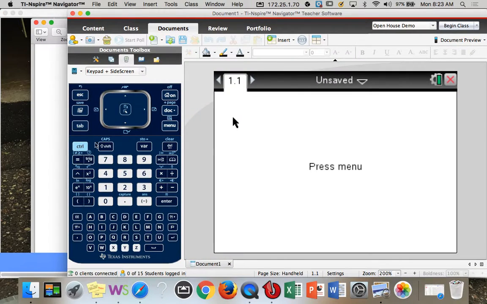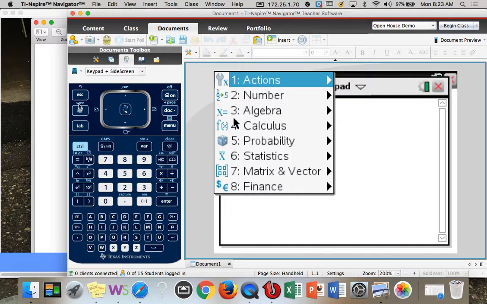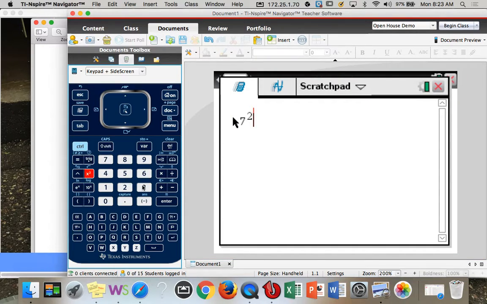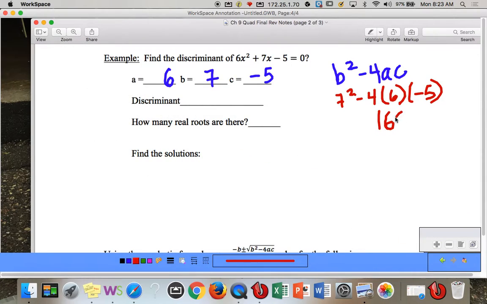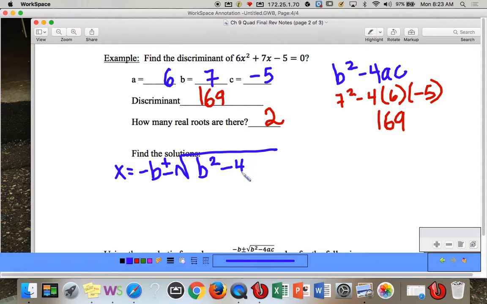And you could just type that in. We've practiced doing that in this unit. So we have 7 squared minus 4 times 6 times negative 5, and that discriminant is positive, 169. Since it's positive, there are going to be two real solutions. To find the solutions, you plug into the quadratic formula: x equals opposite b plus or minus the square root of b squared minus 4ac, all over 2a.